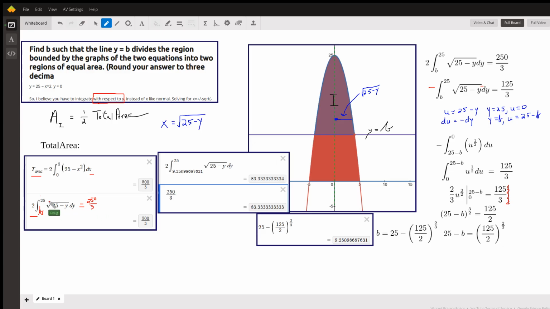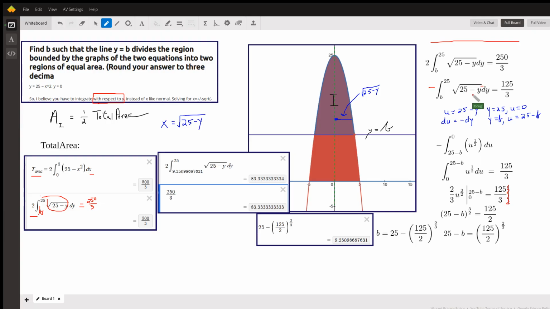So we have to find an antiderivative of the square root of 25 minus y. And here's the work involved, starting right up here. There's the equation we want to solve. I divided both sides by 2 to get 125 thirds on the right, and then used u substitution.